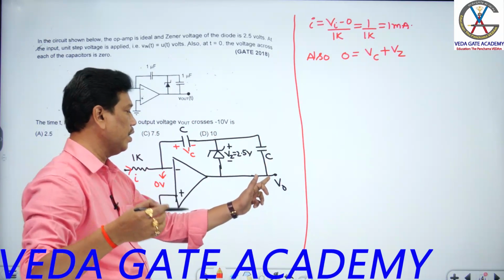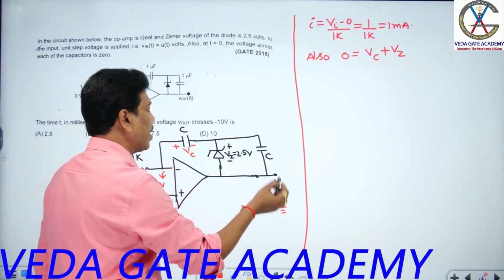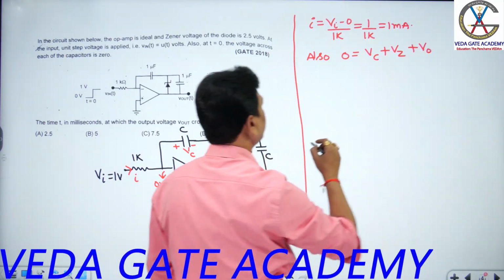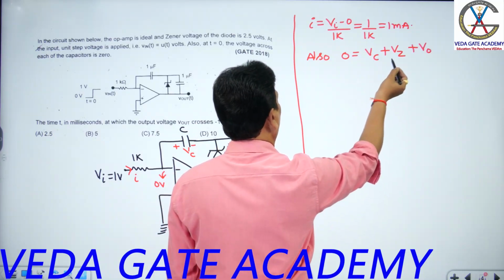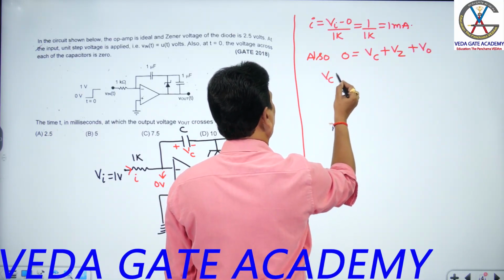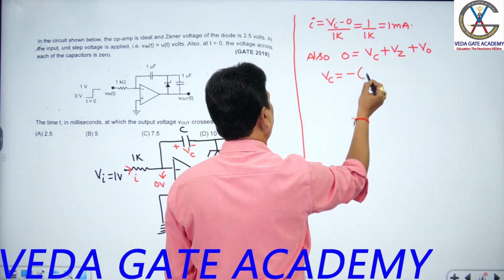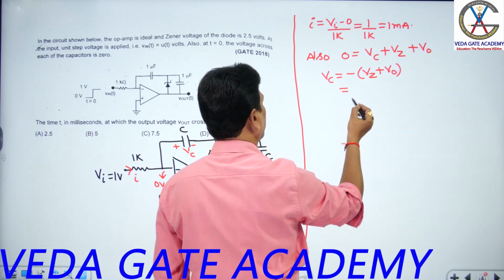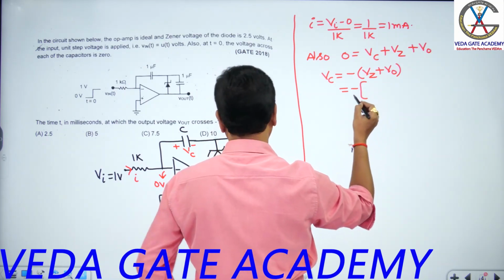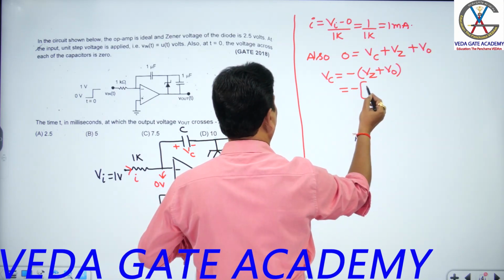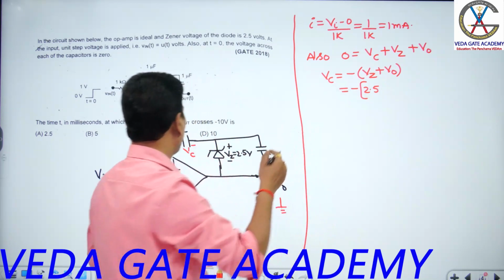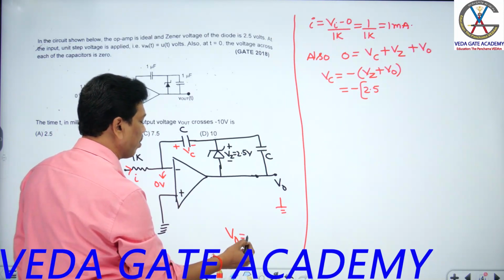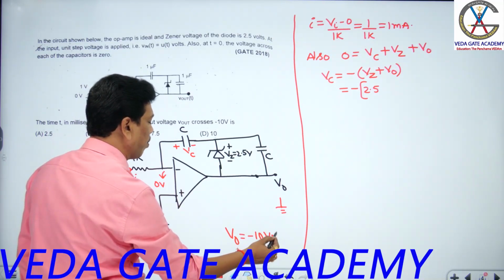Come back to this one, sir. Output node to ground, that is V0, sir. VC plus VZ plus V0. Now let us see this one. I need that VC there. VC equals minus of VZ plus V0, you may get. Minus of VZ, how much is given, sir? That is 2.5 given, right? And V0 is also given, sir. What is that V0, sir? V0 equals minus 10 volt, you can call, right?